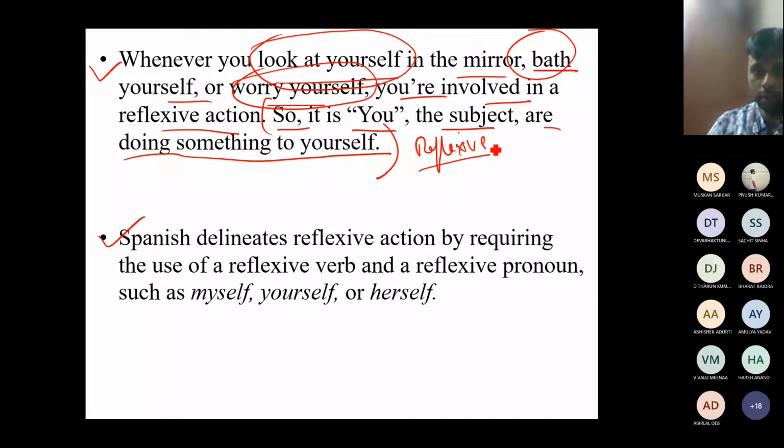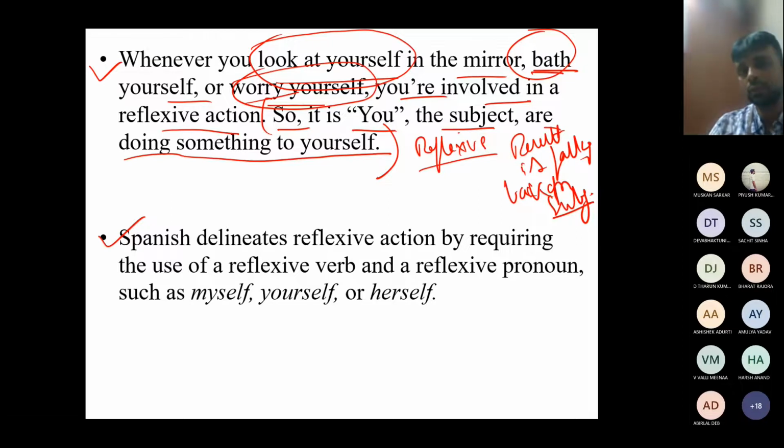Not only are you doing something on you, but the result is falling back on the subject. If you are the subject, the result is falling back on you. For example, you look at yourself, which means you are able to see yourself in the mirror. When you bath, you clean yourself, basically you are clean. When you worry, you do not feel comfortable. These are the results which are falling back on the person who is performing that particular action.